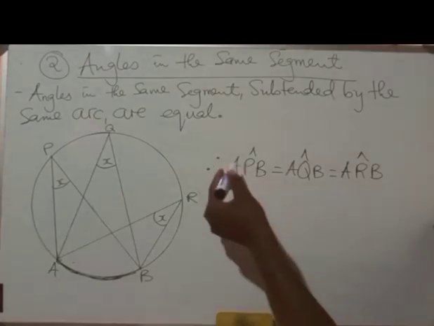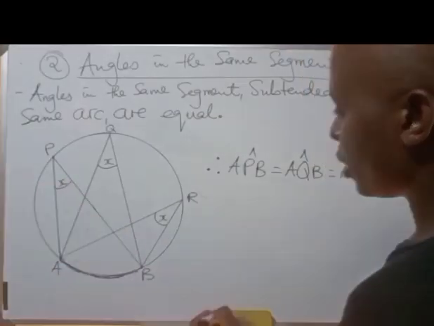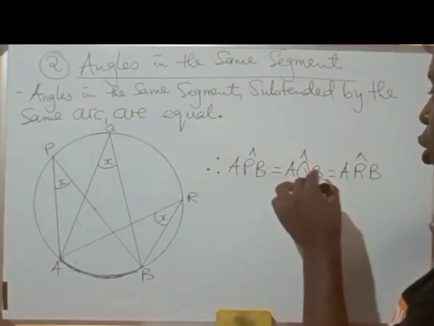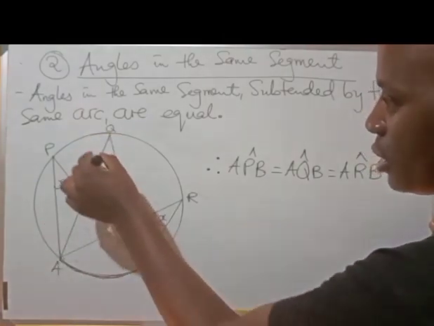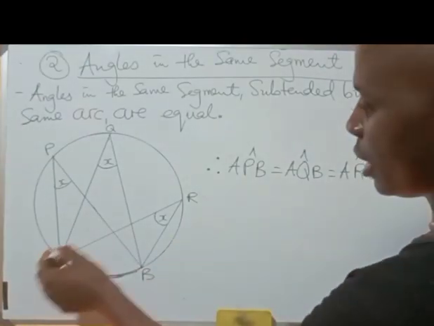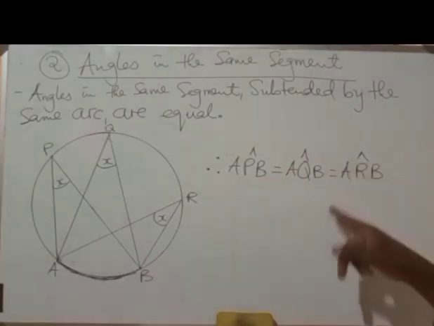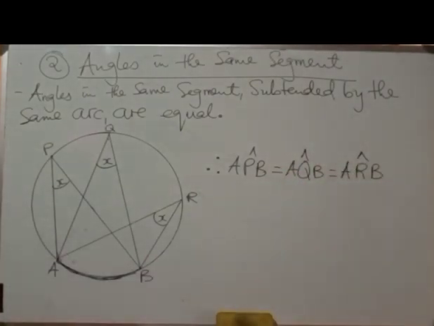So therefore we are saying angle APB, this angle there, and also angle AQB, this angle there, and also angle ARB, this angle here, are all equal. That is what we have under the second theorem. We can go to the next theorem. After the next theorem, then we can go to some examples.